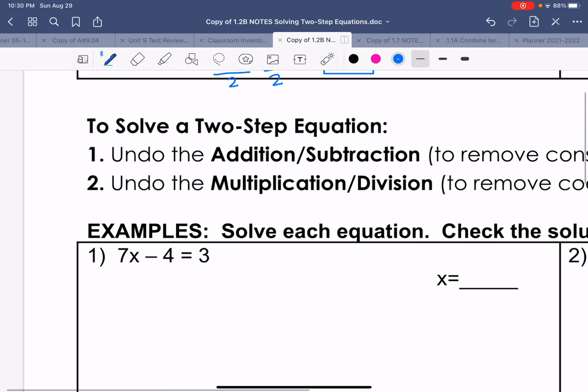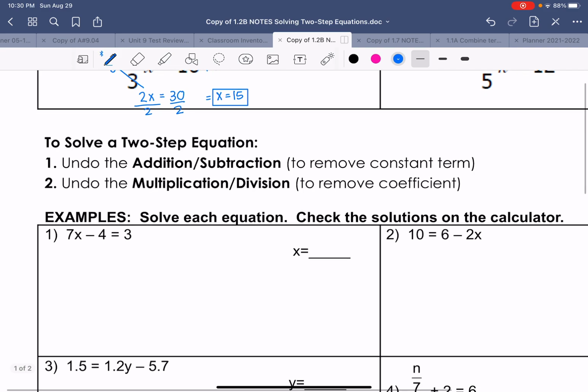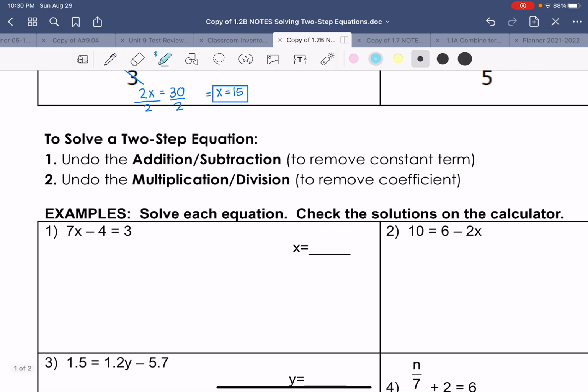All right, so let's move on to two-step equations then. There are 2 steps here. In order to solve your 2-step linear equations, you must undo the addition or subtraction, or just remove your constant, first. Same thing.